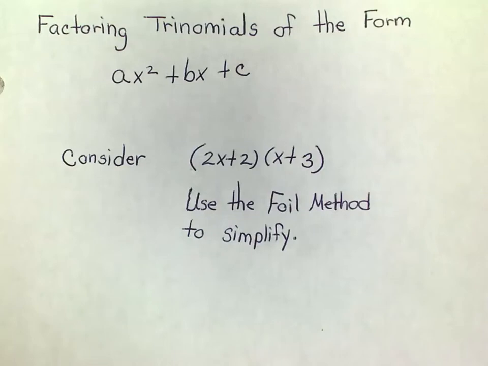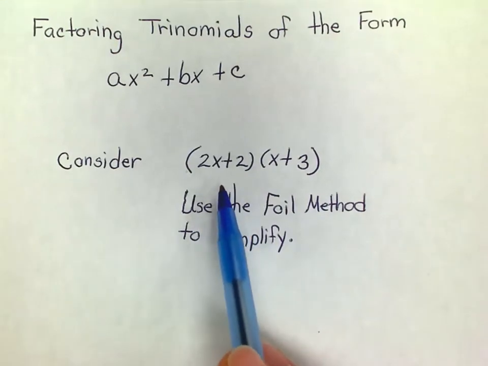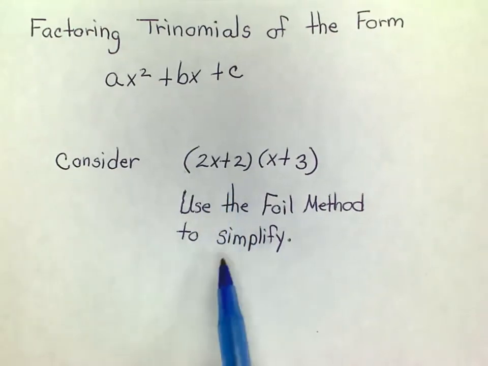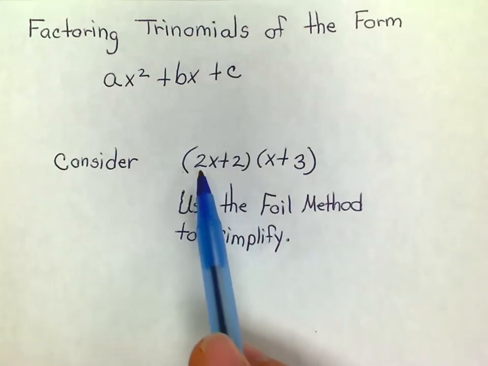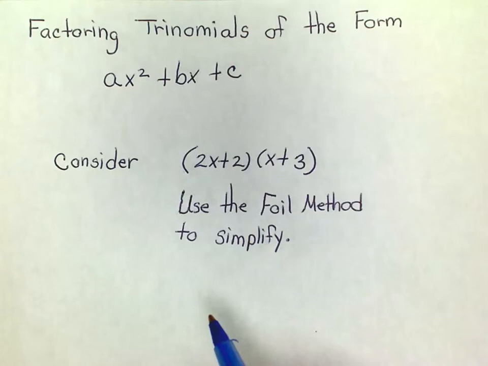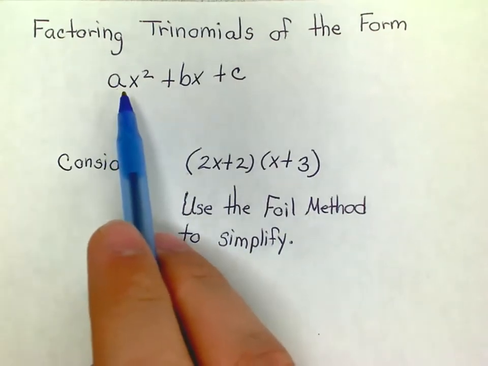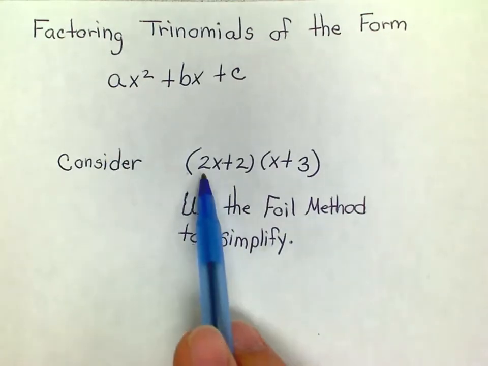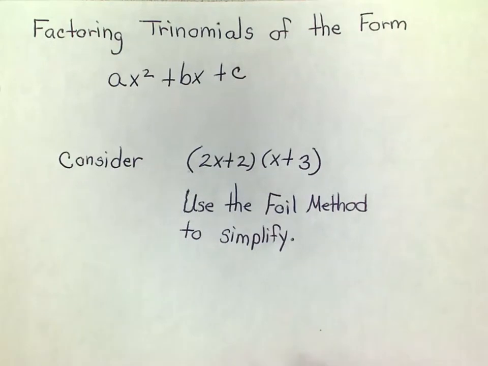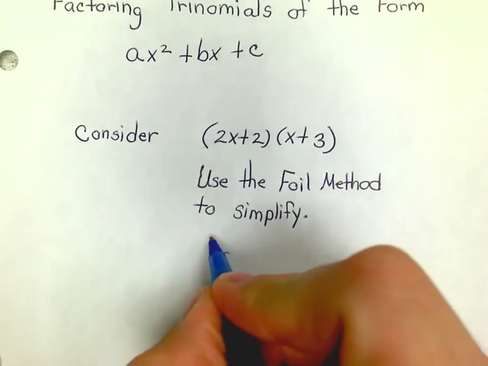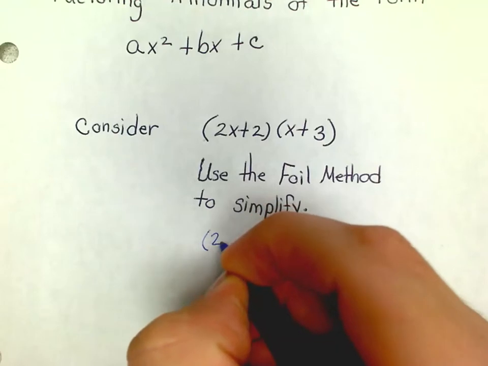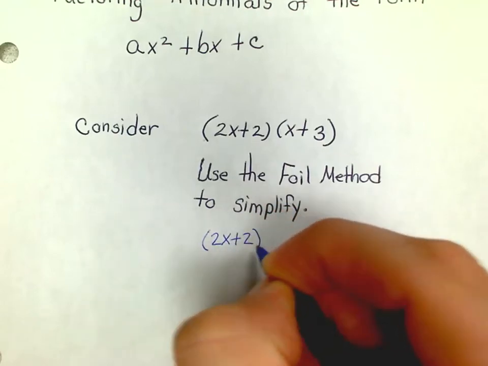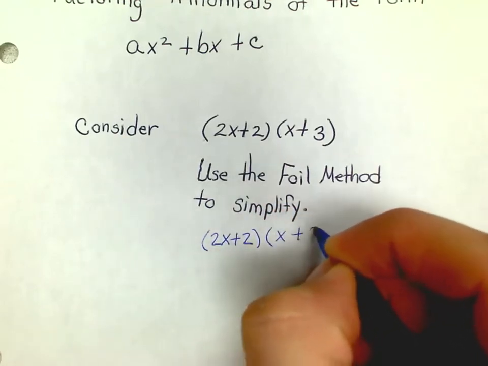First, let's consider something we were used to working with before, where we have to use the FOIL method to simplify. As you can see, there is a coefficient in front of x squared that is greater than 1, it is a 2. So when we multiply across using the FOIL method, we're going to have something for a that is not 1. That 2 dictates that fact. So let's go ahead and use the FOIL method. We have the quantity 2x plus 2 times x plus 3.